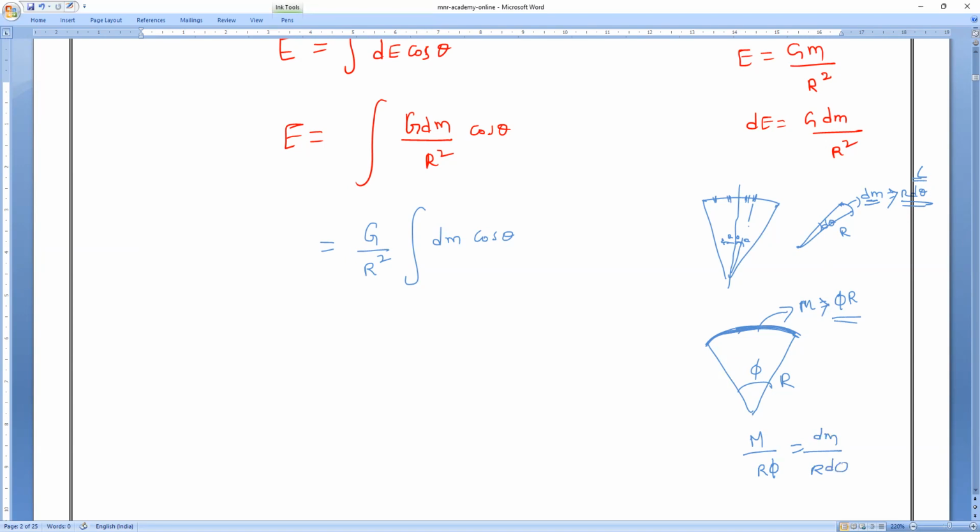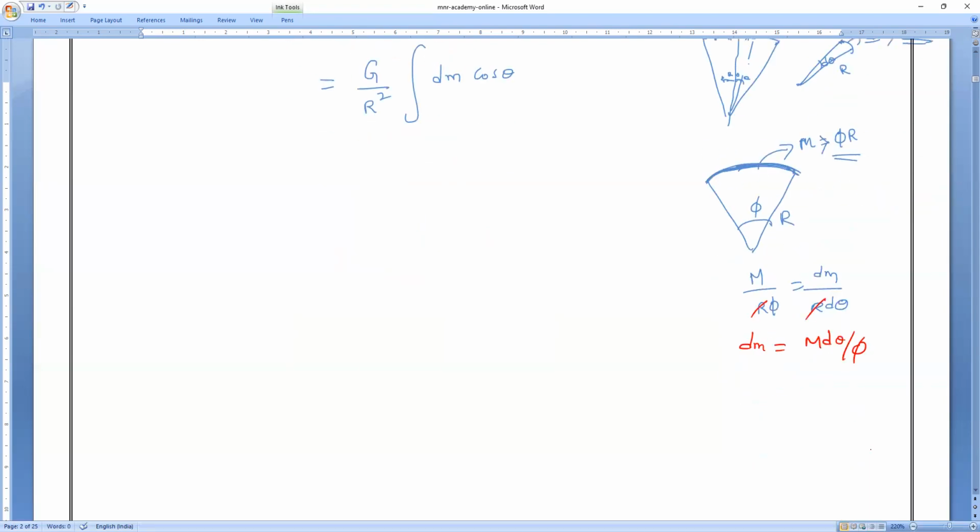r d theta. Any doubt, Pradosh, in this? You can ask me. All right. So what will happen? R and R will get cancelled. So we want dm. So dm is equal to what, everybody? M d theta divided by pi. Am I right, everyone? Will you all agree with me? Clear, everybody? So G divided by r square, in place of dm, I can write M d theta divided by pi into cos theta. Any problem for anybody? Till here, any doubt? Please let me know.